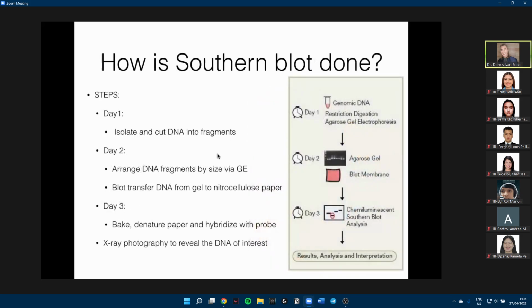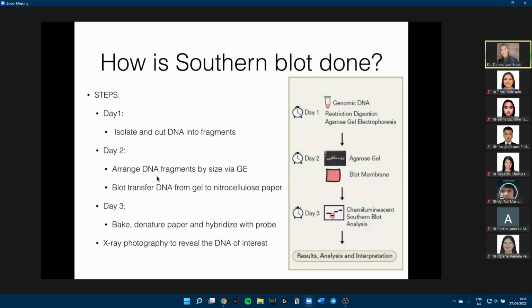So what are the steps in Southern blot? If PCR takes about 2 to 3 hours to complete, Southern blot is much more tedious. It takes about 4 days to complete the process. So day 1, the DNA is isolated and cut into smaller manageable fragments by restriction enzyme digestion.